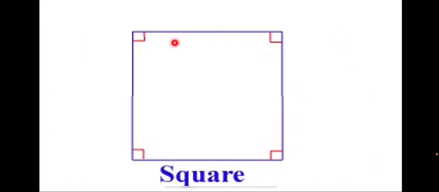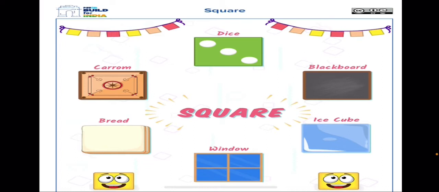Now, you can see there are 4 right angles given and all the 4 sides are equal. Examples of a square are a dice, a blackboard, an ice cube, a window, bread and carom. So, these are all squares.